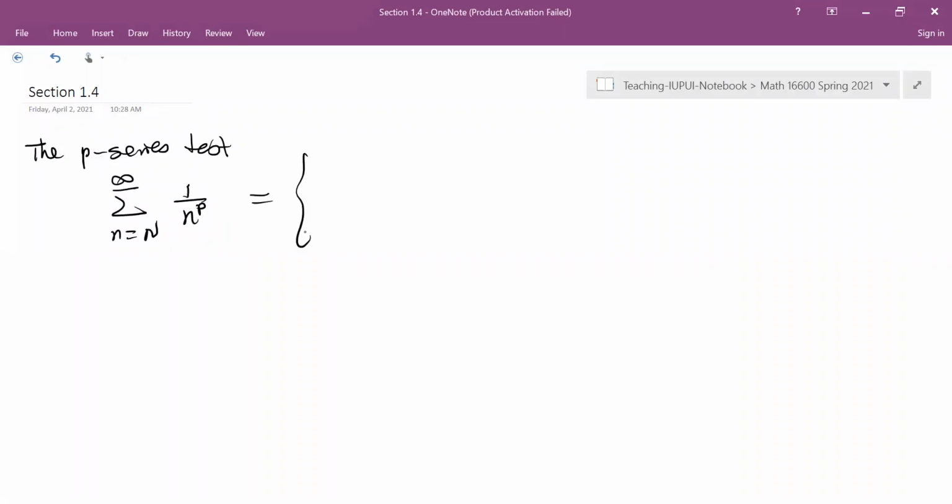I remember this is convergent if p is greater than 1, and divergent if p is less than or equal to 1. p is some fixed number. We prove that using the corresponding integral, and it is proved using the following fact.